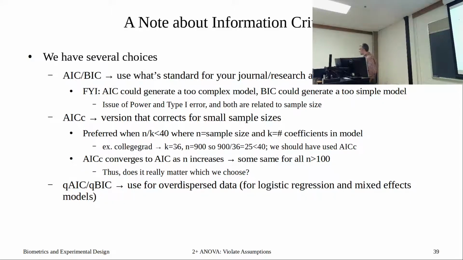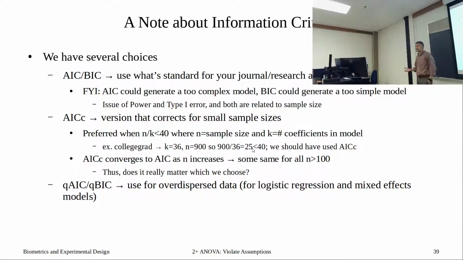We didn't have that many variables. But when you have more than 2 levels, you have an interaction term, and then you have 2 more parameters that code for that categorical variable, that factor. So you very quickly jump up how many of these coefficients we have in our model. So in that college grad example, when we had 900 samples, divided by 36 coefficients, we get 25, that's less than 40. So our proper way should have been to use this AICc.